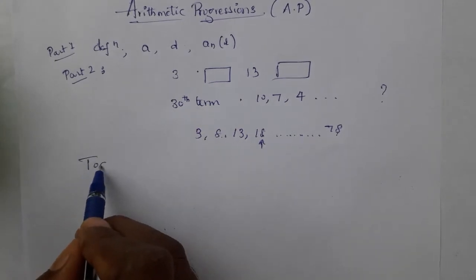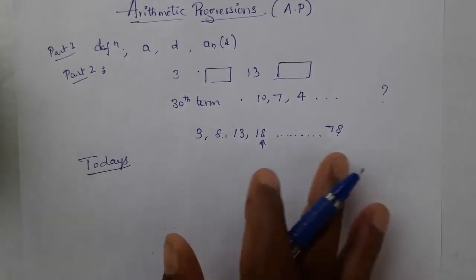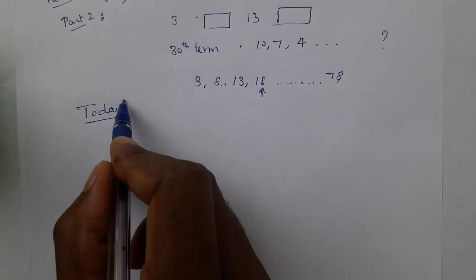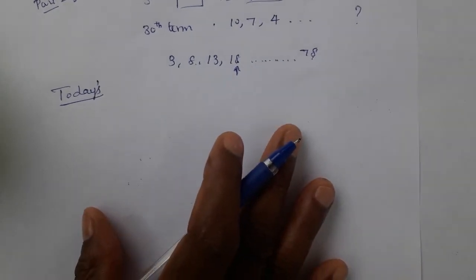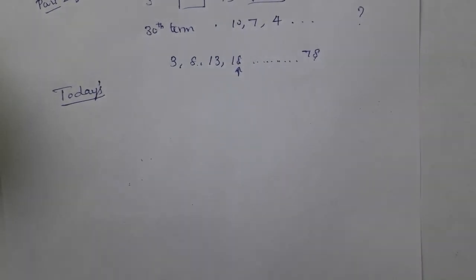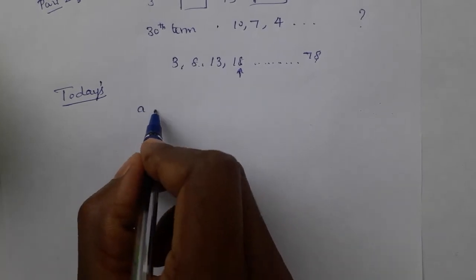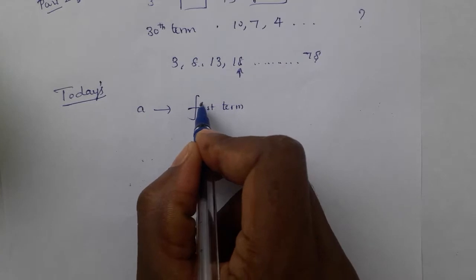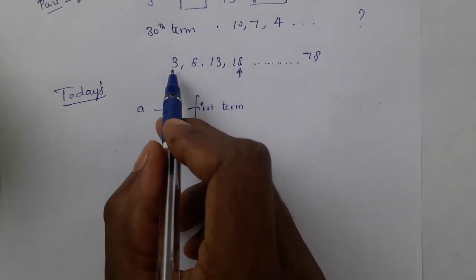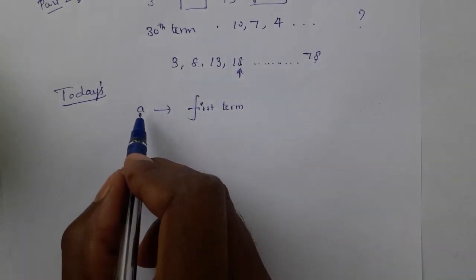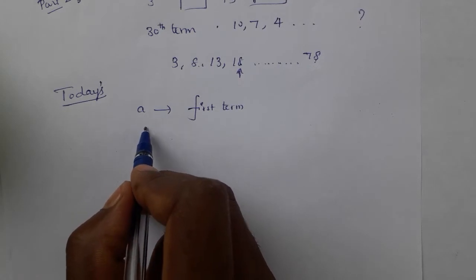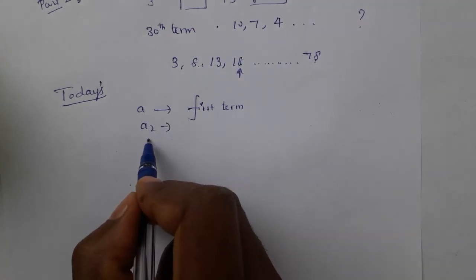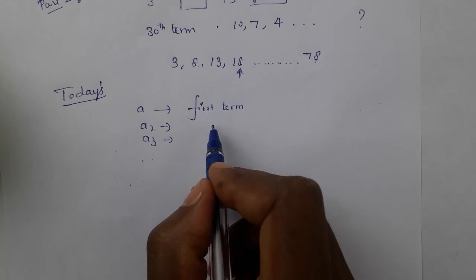In today's class we'll go ahead with a few more problems. Before that, a small glance at all the terms. A means always first term. First term is very easy to choose. It is very simple. The first sitting is always first term. First term is A as well as A1. If it is A2, it becomes second term. A3 third term, like that it will be going on.